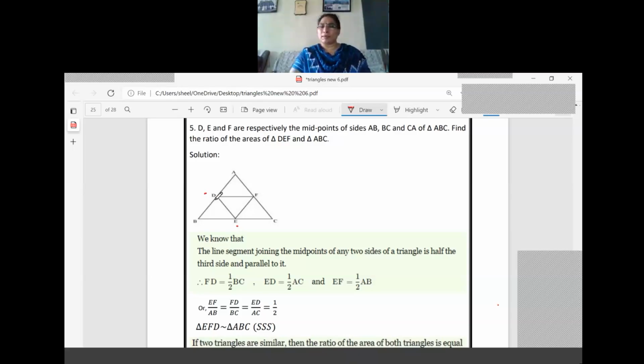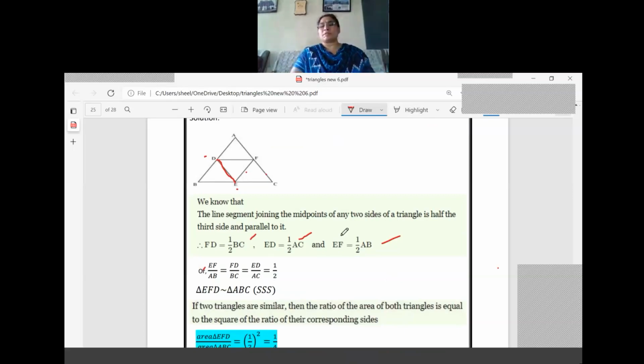Similarly, ED is this line, from here to here. It is parallel to AC, so ED is parallel to AC, and also ED equals half AC. Similarly, EF, the third side: EF equals half AB, and EF is parallel to AB, the opposite side. This is by the midpoint theorem. I am bringing it into order; I changed it. I have written EF by AB first, as the first one. The ratio became 1 by 2. Similarly, FD by BC, this is the second I made.